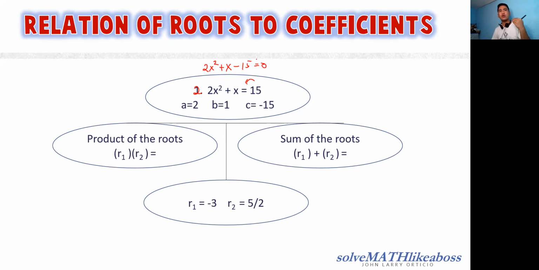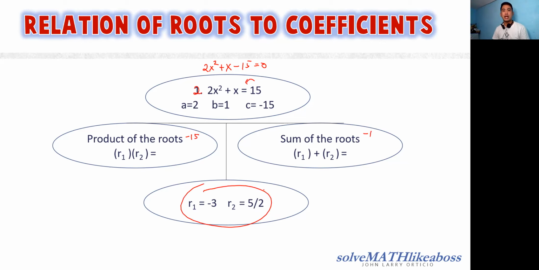Now, yung unang conclusion natin or conjecture natin kanina, the product is equal to C. So, pwede natin negative 15. So, hindi pa tayo sure. Yung sum natin equal to the opposite sign of B. So, that's negative 1. I-prove natin gamit to.